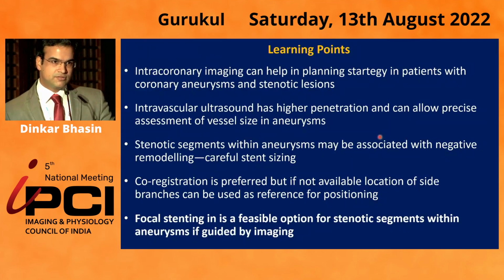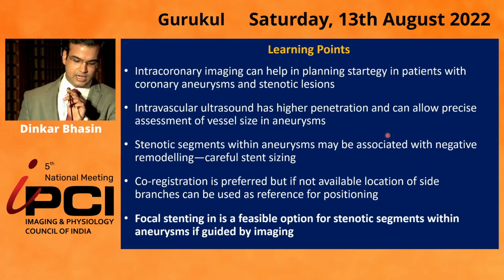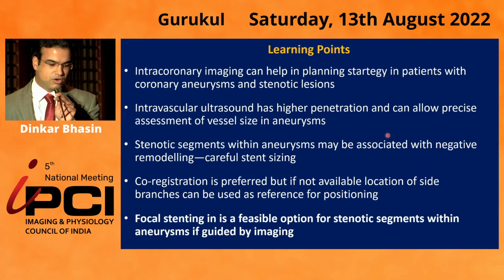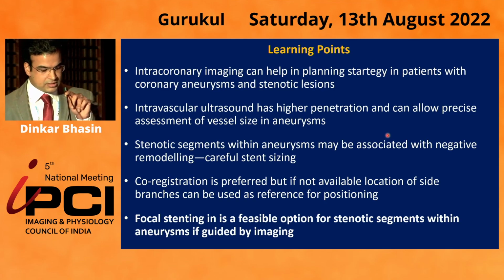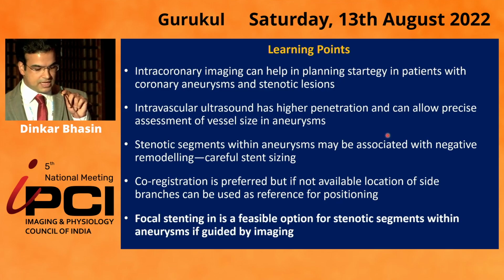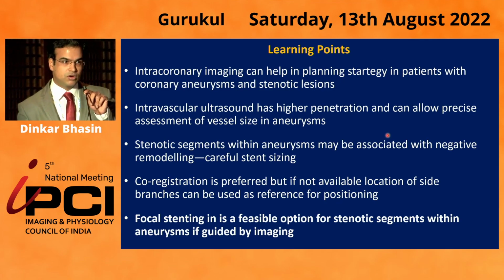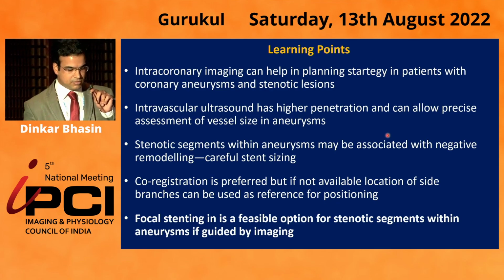And what are the learning points from this case? So intracoronary imaging can help in planning strategy in patients with coronary aneurysms which have stenosis. And the ultrasound has a higher penetration and can allow precise assessment of the vessel size in the stenotic segment. The stenotic segments with aneurysm may be associated with negative remodeling. The stent sizing has to be careful because we do not know the real reference diameters.